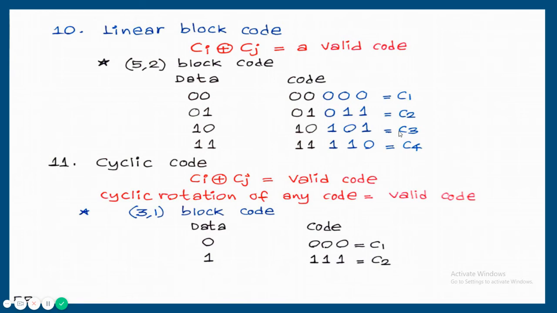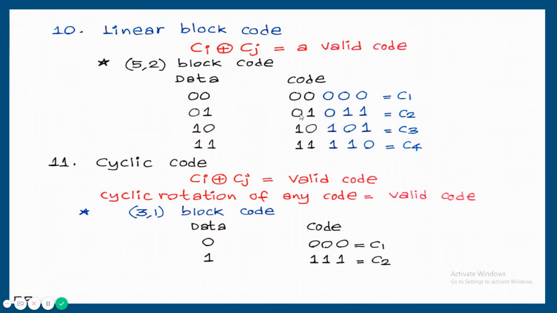Just XOR any 2 code words, like C3 XOR C4. The answer is 1 plus 1 is equal to 0, 1, 0, 1, 1. That is already here. So XOR of C3 and C4 gives C2. Similarly, XOR of C2 and C3 gives C4. XOR of C4 and C2, the answer will be C3. XOR of C1 and C2, the answer will be C2. So for the XOR of any 2 code words, the result already exists here. That is the meaning of a linear block code set.